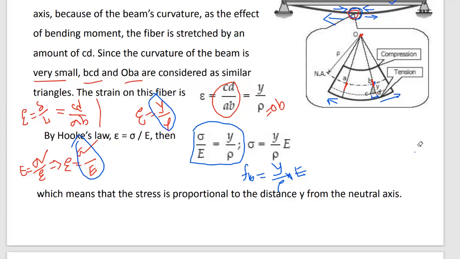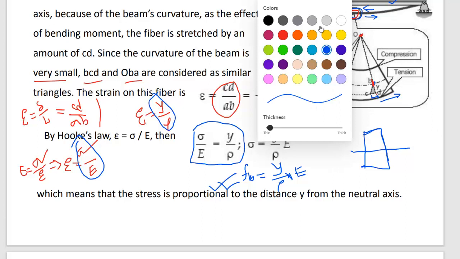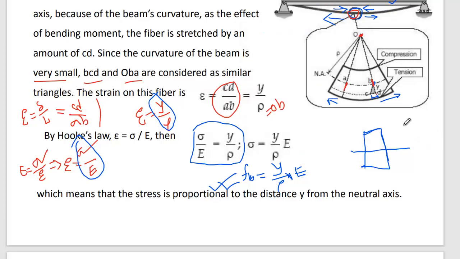So let me explain you the drawing of the diagram. Later I will come to the moment, because our main intention is to make the relationship between the moment and the flexural stress. So now we got the relationship of fiber distance and the stress. So if you consider this is a beam, suppose. So this is your neutral axis. So now, if you want to draw the stress diagram, what would be the scenario?